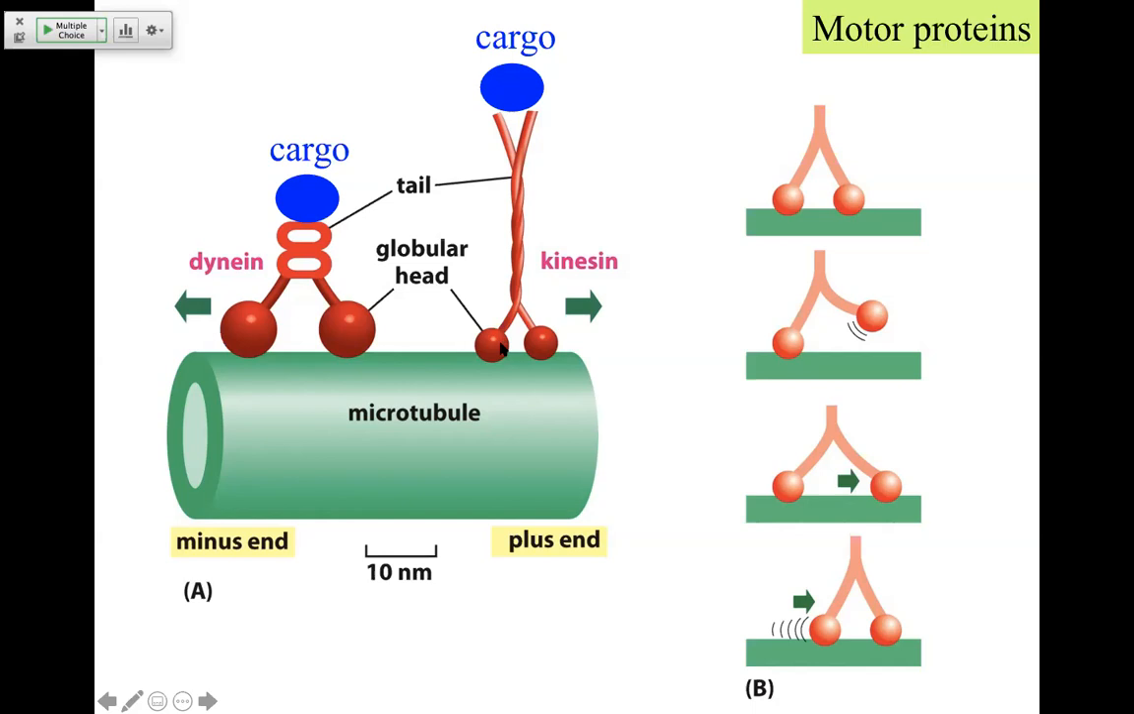And these head domains will walk, will move in a characteristic manner. One domain changes its shape and interacts with our microtubule. The other domain changes its shape and moves in one direction, either towards the plus end or towards the minus end, depending on what the motor protein is. So let's look a little bit more carefully at how this walking occurs, and where ATP comes into play.